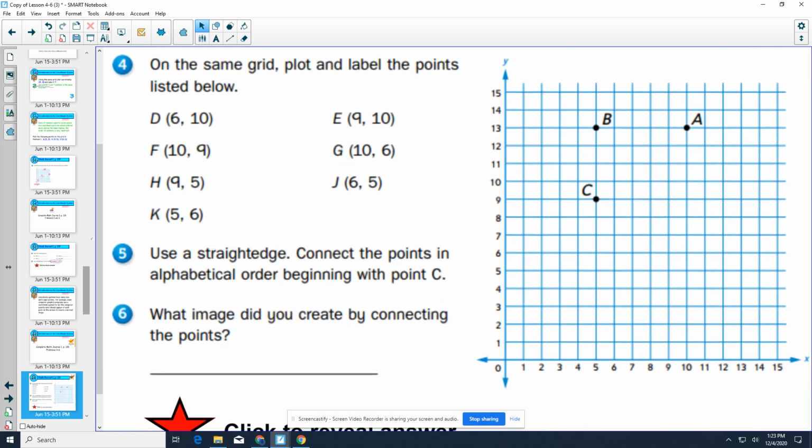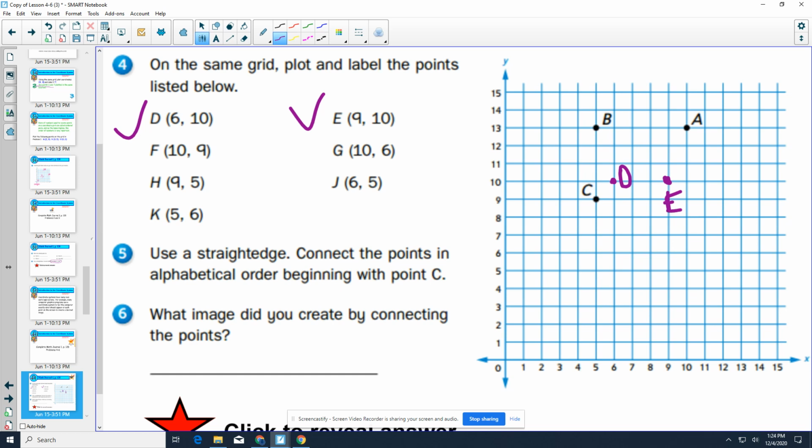All right, so you should have A, B, C already on your page, and then you're going to go through and plot the other points. Let me show you a couple of them. I'm not going to do them all for you because I want you to figure out what the mystery image is. But let's look at D, and I like to check these off as I do them. So D, I go over 6, up 10. So I go until I match the 10, and I see D there. Then I'll do E with you, and then I'll stop. So over 9, up 10. Should be the same area.